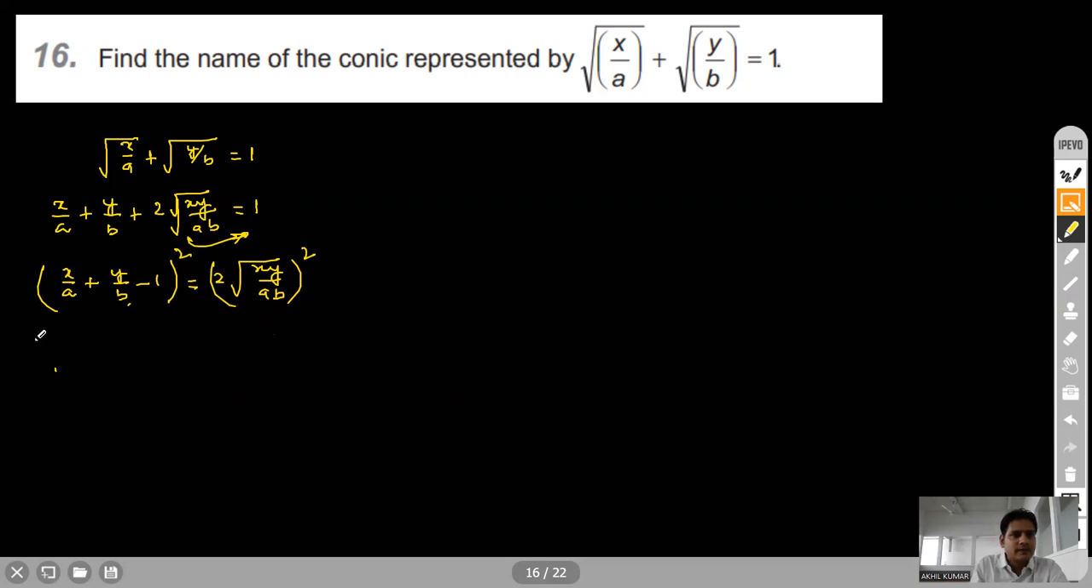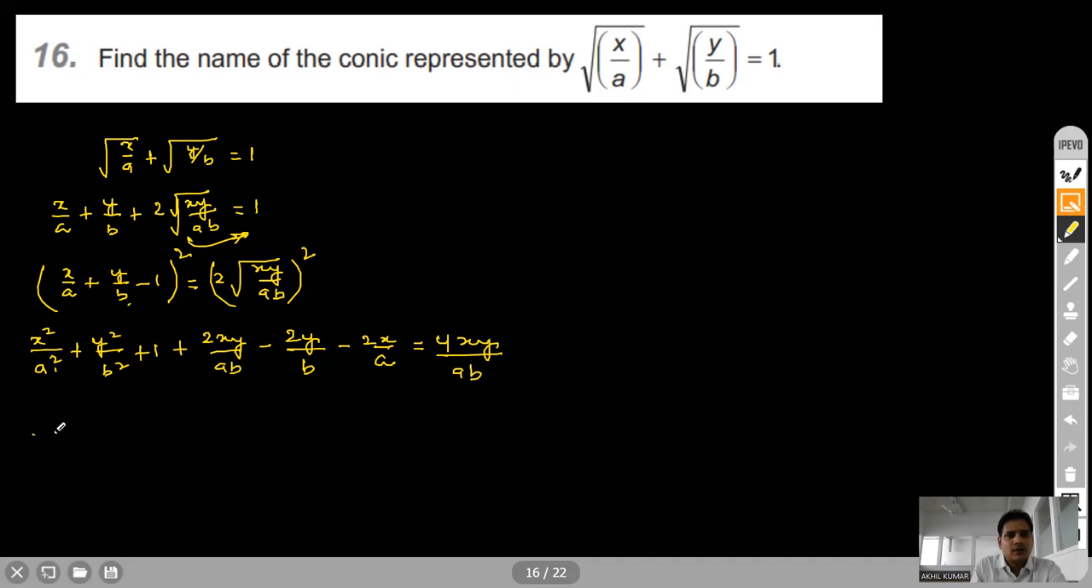So what we will get is x square upon a square plus b square plus c square, plus 2ab, that is 2xy upon ab, plus 2bc, that is minus 2y upon b, plus 2ca, that is minus 2x upon a. This is what we got from the left hand side. And it will be basically 4 times xy upon ab. Now simplify it, take LCM.